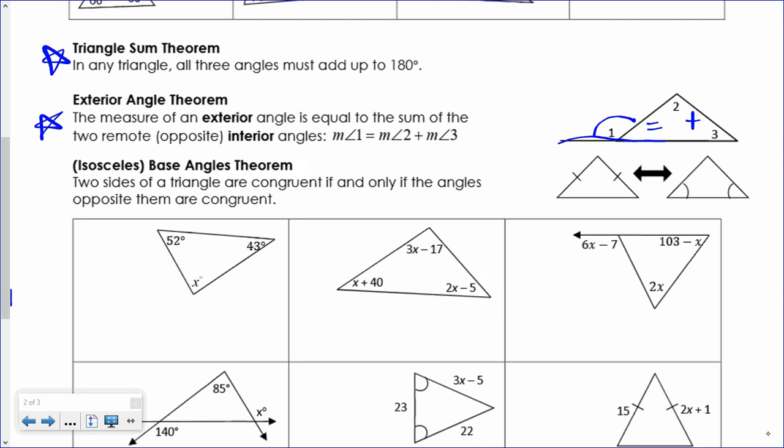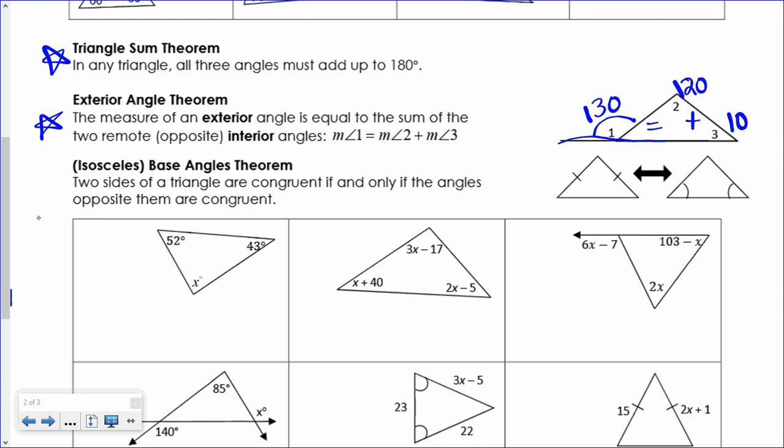Okay? So for instance, if I said that this was a 120 degree angle and this was a 10 degree angle, how big would angle 1 be? It would be 130. The exterior angle is equal to the two inside angles across from it added together. That's what remote means. Remote means opposite or across the triangle. So that's a theorem that's going to come in handy a lot. So make sure you remember that one.